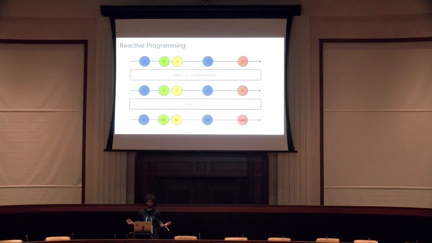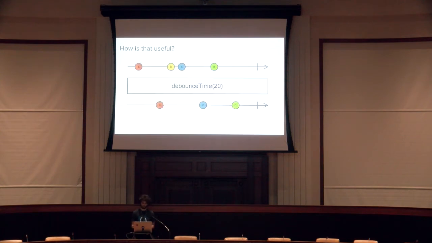But so far you might ask yourself, okay, that seems kind of complicated. Why didn't you just use mutable references? What's the advantage of this? And the cool thing is that streams abstract away time. I'm going to show you what this means. So how is this useful?